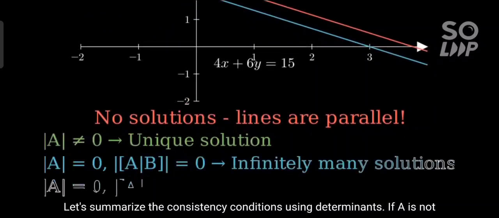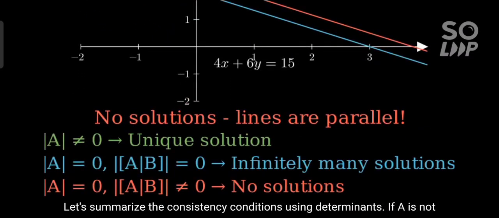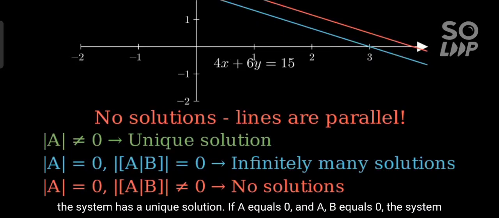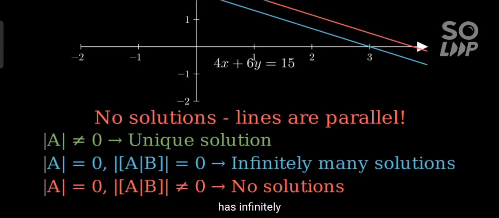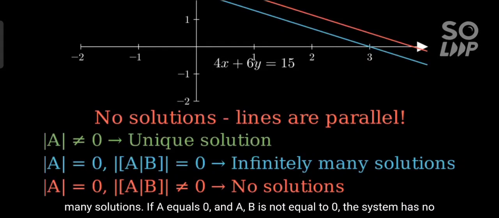Let's summarize the consistency conditions using determinants. If the determinant of A is not equal to 0, the system has a unique solution. If the determinant of A equals 0 and the determinant of AB equals 0, the system has infinitely many solutions. If the determinant of A equals 0 and the determinant of AB is not equal to 0, the system has no solutions.